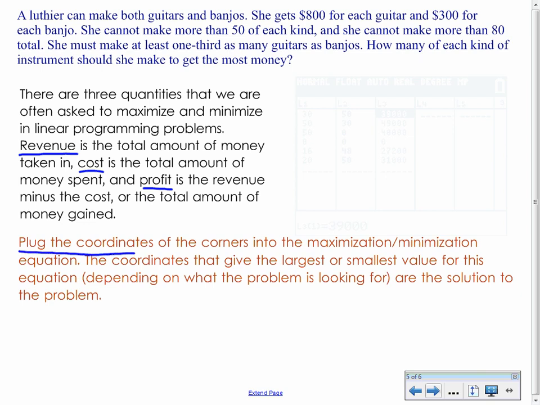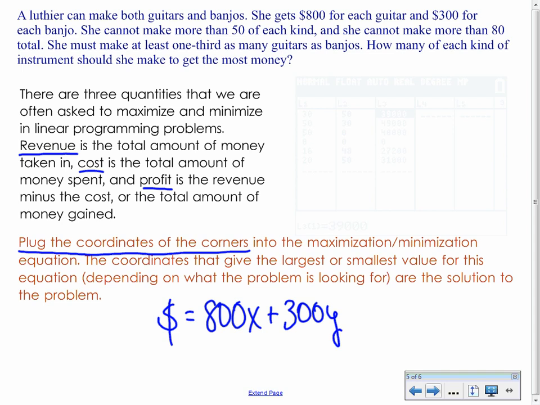We're going to plug the coordinates of the corners that we just found into the maximization equation. Into that equation that was way back at the beginning, $800 for a guitar and $300 for a banjo. And the coordinate that gives the largest, or if you're thinking about minimizing costs in a separate problem, the smallest, but the largest in our case, largest profit. And we plug them all in one at a time, and we just figure out which one has the largest value.